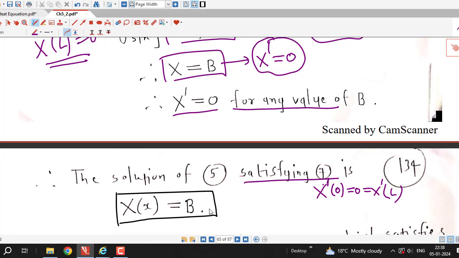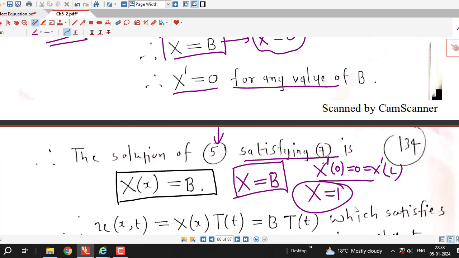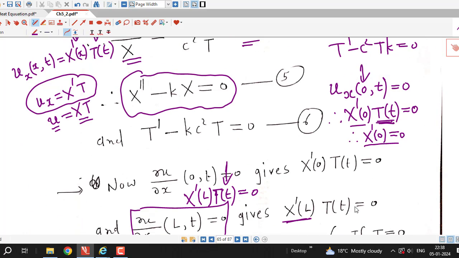In short, we obtain the constant value for the solution of equation 5, that capital X is equal to some arbitrary constant, say b, and it satisfies both the conditions. If we wish, we can consider particular value of b. We can take b equal to 1, then we will have X equal to 1. That is the solution of 5. And we have another equation also that we can solve by taking k equal to 0.